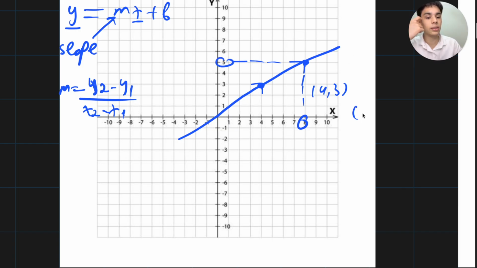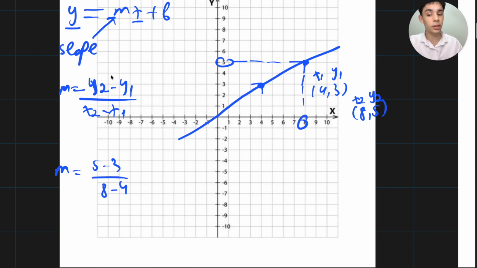So it will be 8 and 5. Let me call it, let's say this I want to call it x1. Therefore, this has to be y1. And this will be x2, so this will be y2. My slope will equal 5 minus 3 divided by 8 minus 4. Basically, y2 minus y1 divided by x2 minus x1.